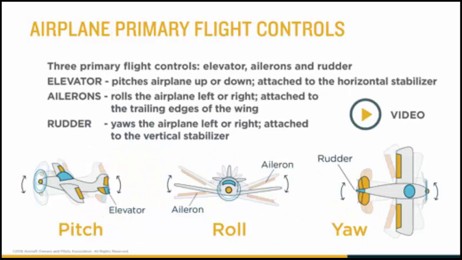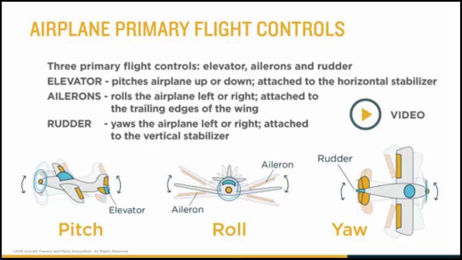So like we said before, the three primary control surfaces on an airplane are the elevator, ailerons, and rudder. The elevator causes the airplane to pitch up and down and is deflected by moving the control stick or yoke forward and backward. The elevator is attached to the horizontal stabilizer.